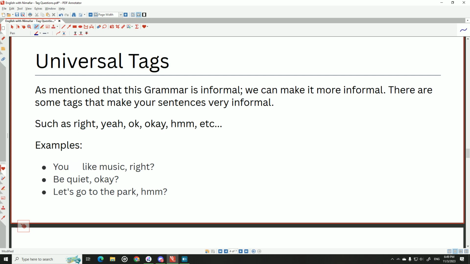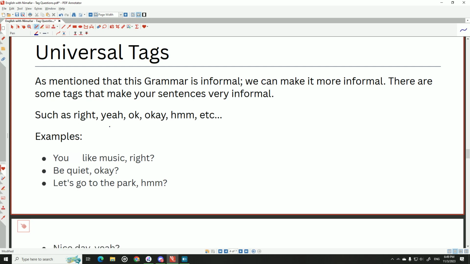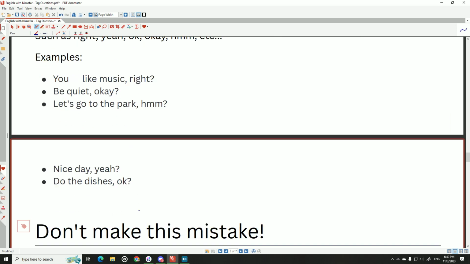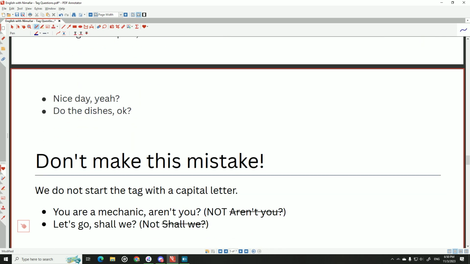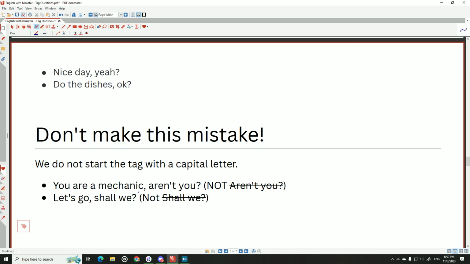For example, be quiet, okay, or you are a doctor, right? Or for example, let's go to the park. You like music, right? Yeah. These are universal tags. Nice day, yeah. Do the dishes, okay. For example, it's kind of imperative. Do the dishes, okay. And don't make this mistake. We don't start the tag with a capital letter.